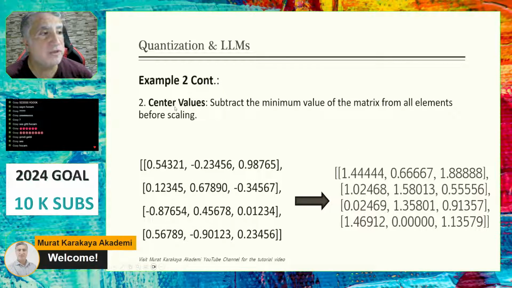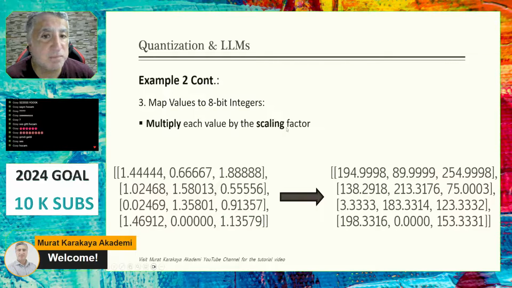After that, we need to center the values by subtracting the minimum value from all the numbers, as you see, and then we find all the numbers as positive numbers. You see that the minimum number becomes 0, and all the other negative numbers become positive numbers. Since now we have positive numbers, we can just multiply by the scaling factor, so that the largest number, you see here 1.8, becomes very near to 255.